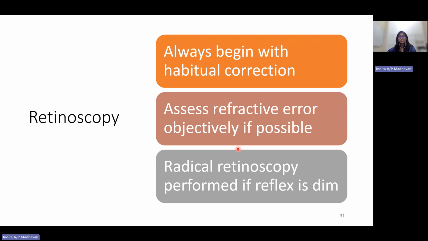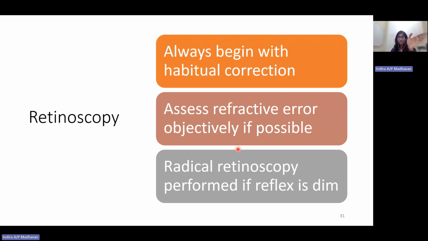For the first method, you just record down the power. That means you do it at 20 centimeters, then you come to 40 centimeters, can see the reflex, and refine again until it becomes neutral. Then you just record down the power. While for the second case, after you do the radical retinoscopy and neutralize, you bring it back to 40 centimeters and you don't see any reflex.